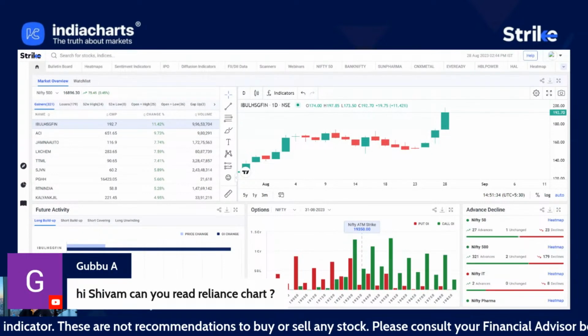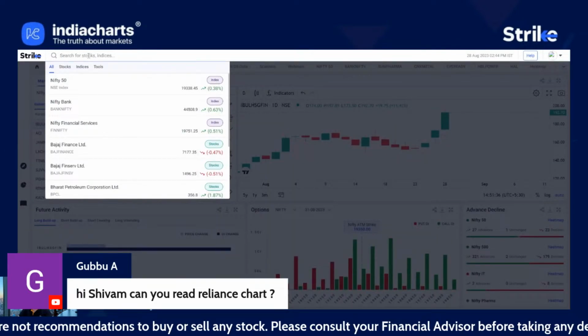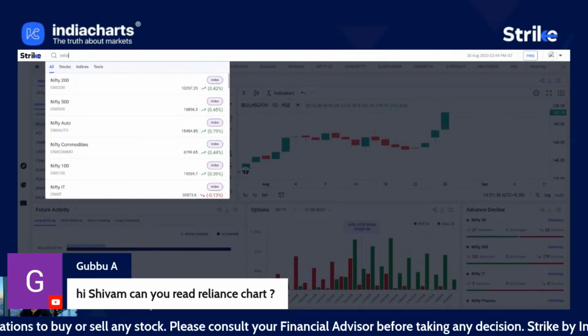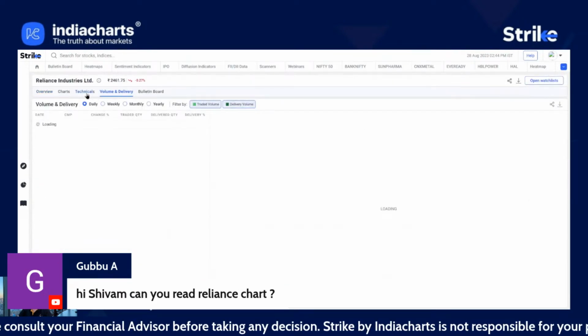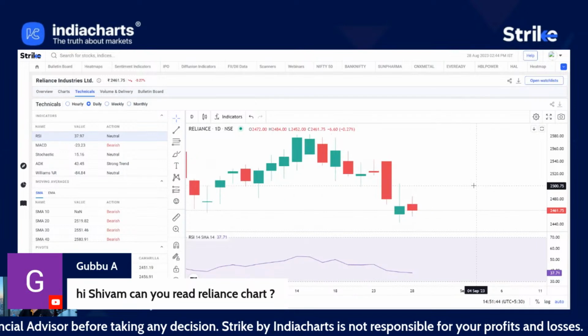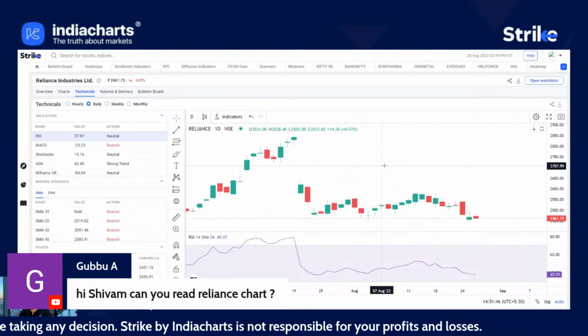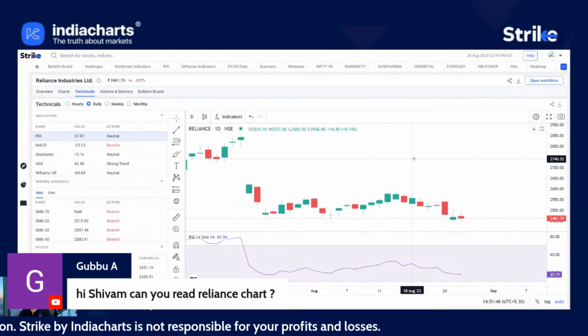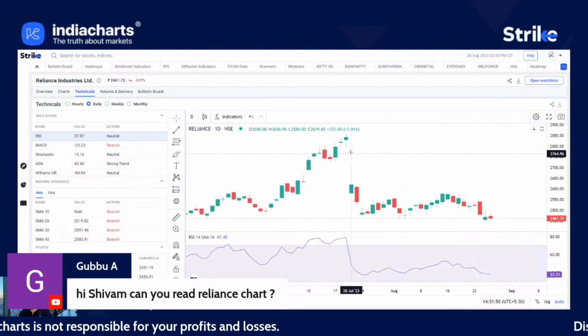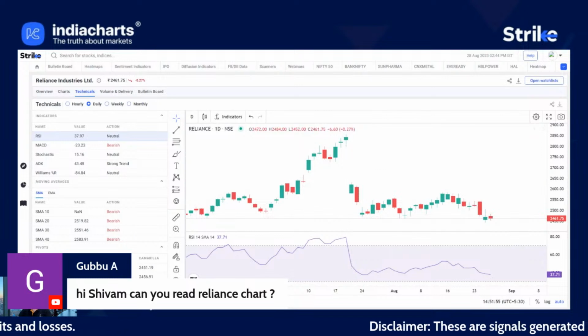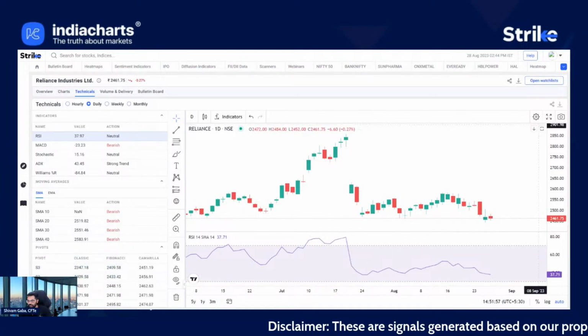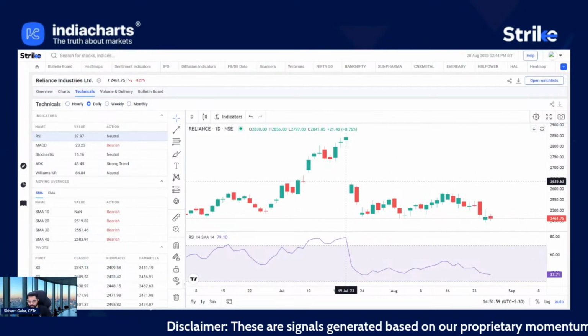Okay, someone is asking for a line chart. So I'll just open it. The one difference here on the Reliance chart you would see is a big gap down on the day of demerger, from when Jio Finance got out of Reliance.